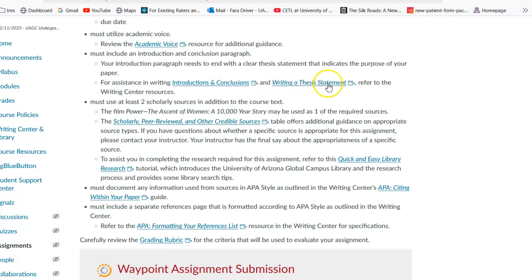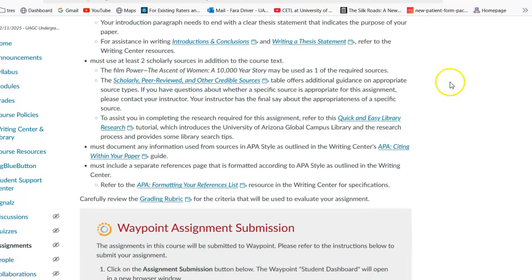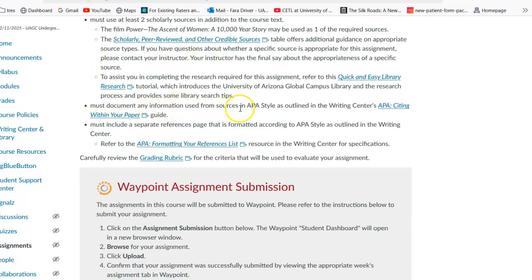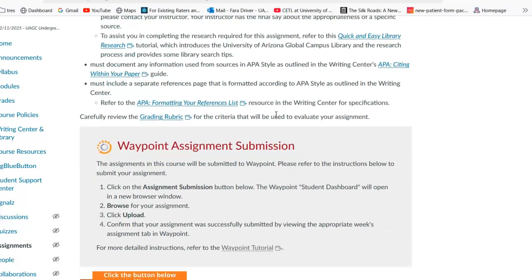And you must have a stated thesis, which is what your intention is, what you plan to prove when writing this paper. You must use at least 2 scholarly sources in addition to the course text. So you should have a total of 3 sources in there, right? Document in APA style, which means you have to have your internal citation, which is always required, and a separate reference page as well.